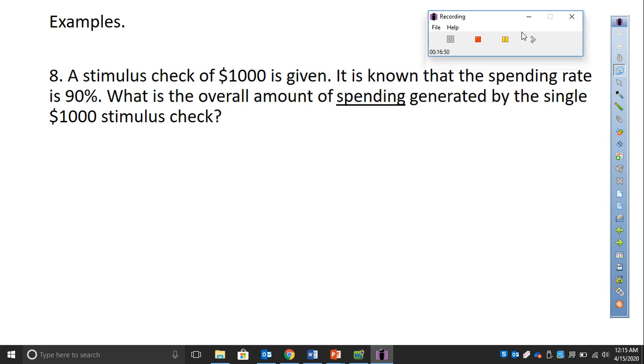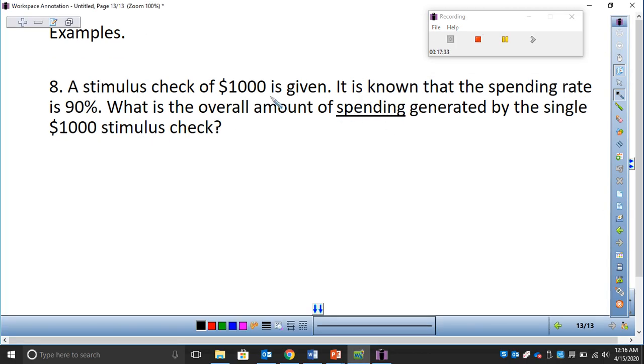The economy is, again, kind of in a standstill right now with the virus going on. So we want to promote the economy by giving people money that they then go in turn and spend somewhere. Doesn't matter where it is, but they're looking to boost the economy by getting money spent out somewhere. So what we have to think here, the key, this is underlined as well, is how much spending is generated. So $1,000 is given out, but $1,000 is not being spent. What's being spent, and therefore our first term, a sub 1, is going to be 90% of $1,000. And that clearly is $900. So that would be my first term.